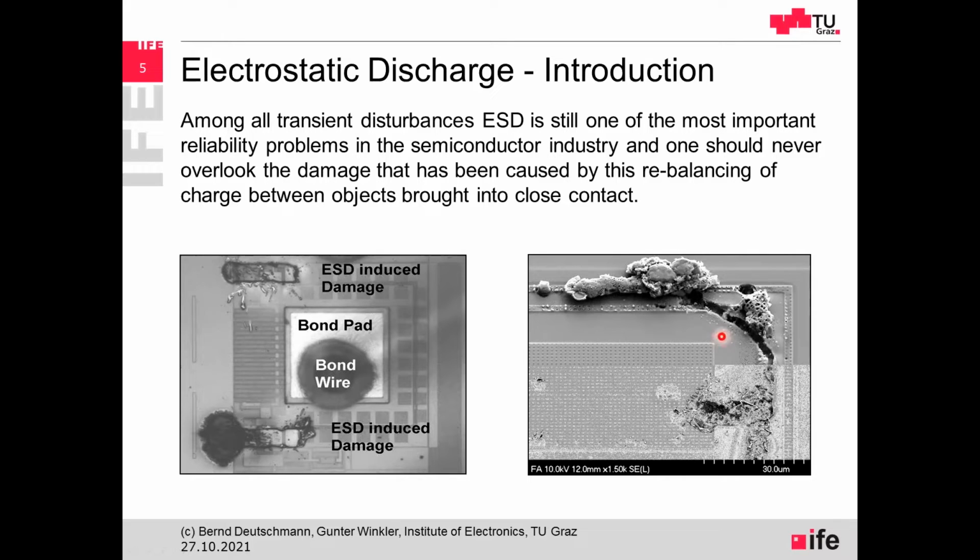And here on the right-hand side, you can also see that metal traces were really destroyed. So here was a metal trace all over there. And also here you can see silicon really blasting out of the microchip due to the electrostatic discharge. So we should never overlook the damage that has been caused by this rebalancing of charges between objects when they are brought in close contact or when we are directly touching an integrated circuit.